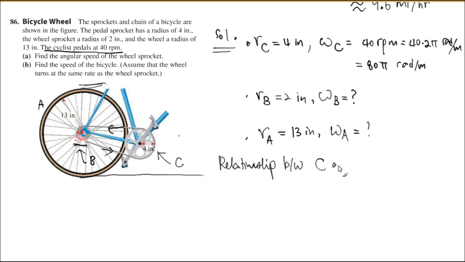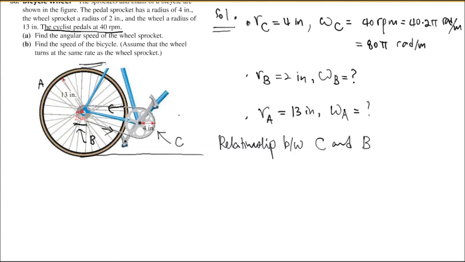C and B. Is that okay? They're connected by chain. Let's think about that. So R is given, RB and RC is given. All you have to think about is other things. We don't know omega C and omega B, right? But by these two things connected by chain, radius is different. We don't know about omega, and we didn't even consider linear speed, right?